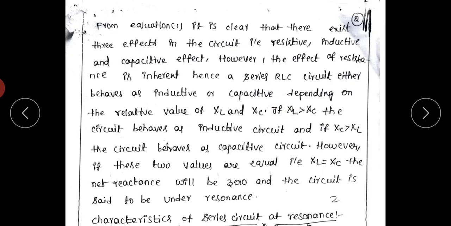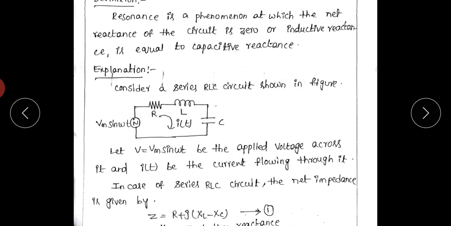From equation 1 it is clear that there exist 3 effects in the circuit: first one resistive, second inductive and third one capacitive effect. Here the circuit has a resistor, inductor and capacitor, so it has 3 effects.